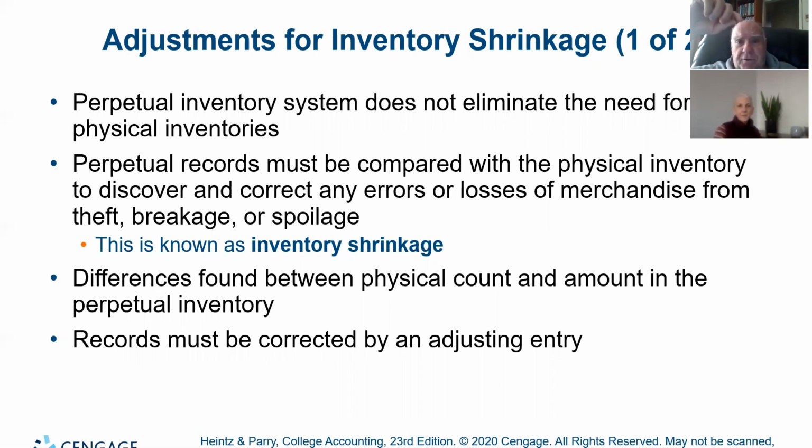And in part A, you're going to see balance per the perpetual, 10, balance per the count, 9. And you adjust accordingly. Now, during the year, the book doesn't talk about this, but a lot of companies did, and I always did, we took what were called cycle counts, where we would count maybe 3 or 4 items a day.